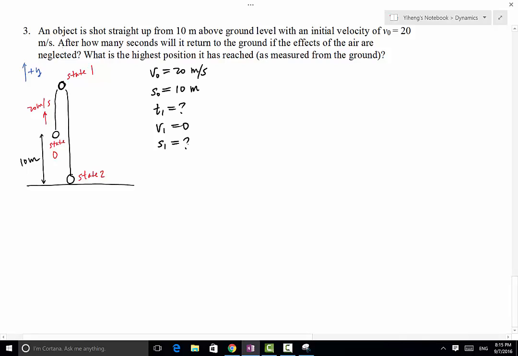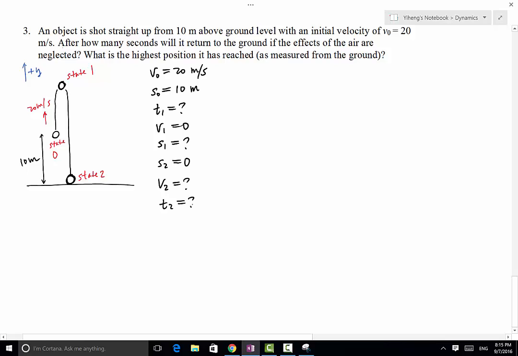And we do know the final position. The final position is 0 because eventually it has come down to the ground again. We do not know what v2 is. What is its final velocity? We don't know that. And we do not know what t2 is.